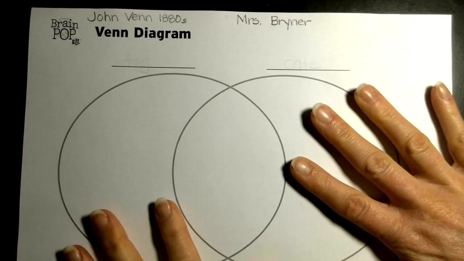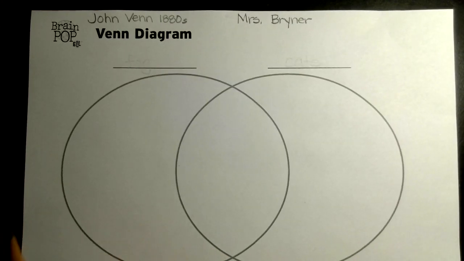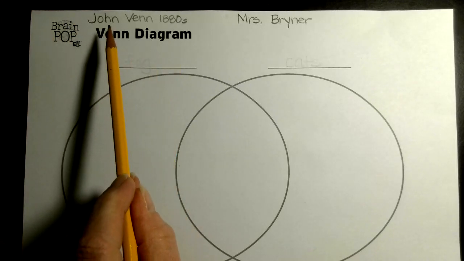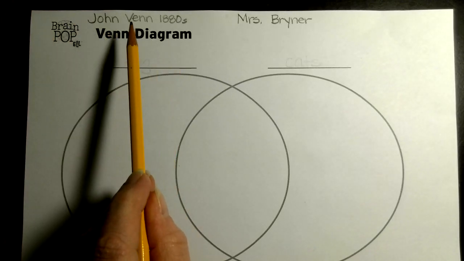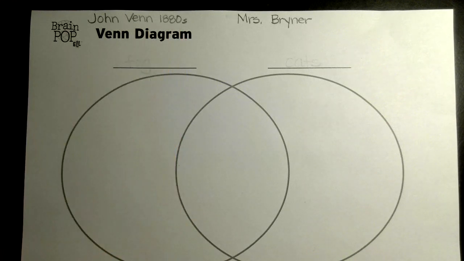We're going to be sticking our notes on this chart. Now, a Venn diagram is called a graphic organizer. It helps us organize things. And it's named a Venn diagram because it was invented by a man named John Venn in the 1880s. It was a long time ago. So the Venn diagram's been around for a long time.